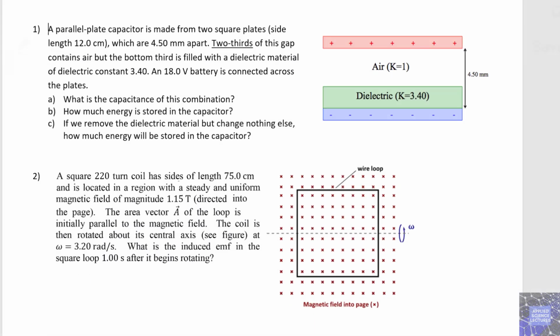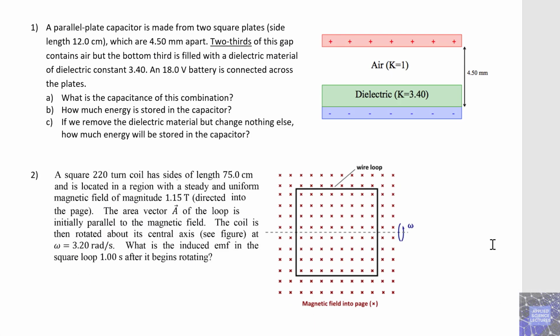Okay, now let's move to the second question. In the second question, we have a square shape 220 turn coil with a side length of 75 centimeter located in a region with a steady and uniform magnetic field of magnitude 1.15 Tesla directed into the page. The area vector A of the loop is initially parallel to the magnetic field, which means that the unit vector is in the same direction.